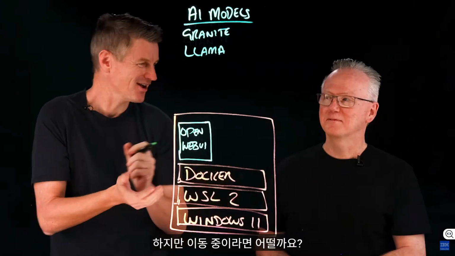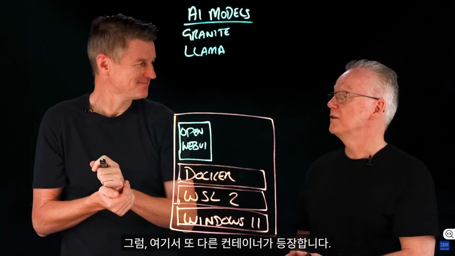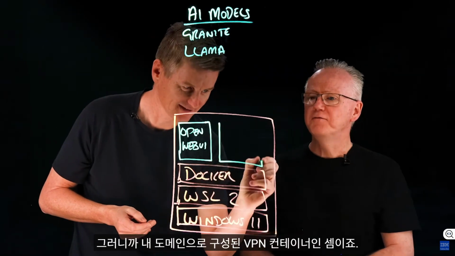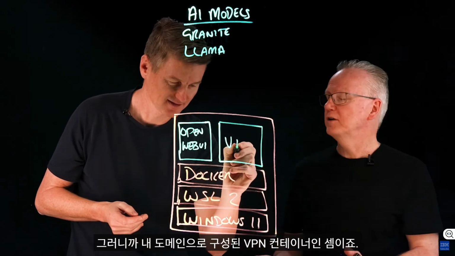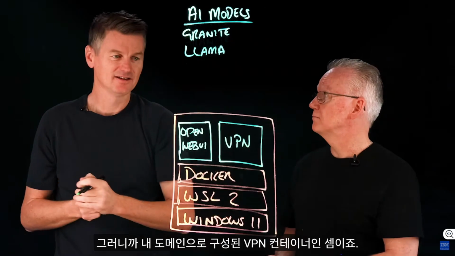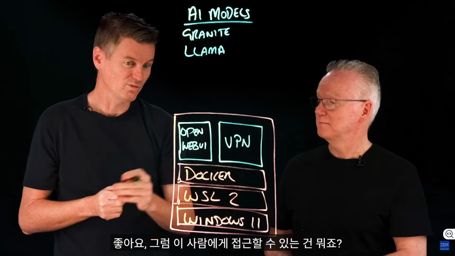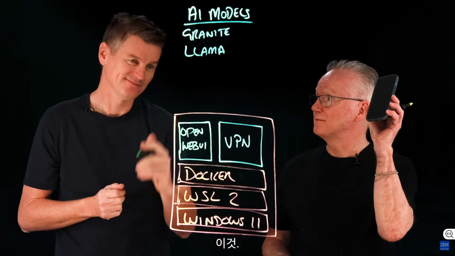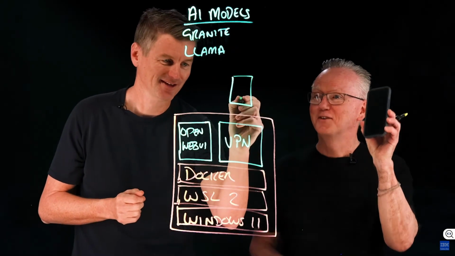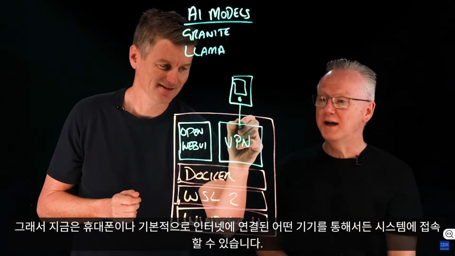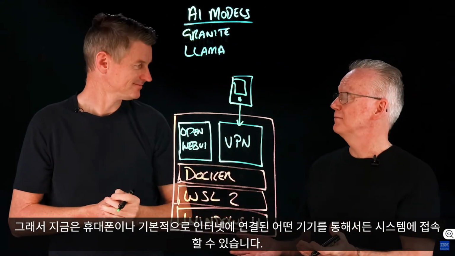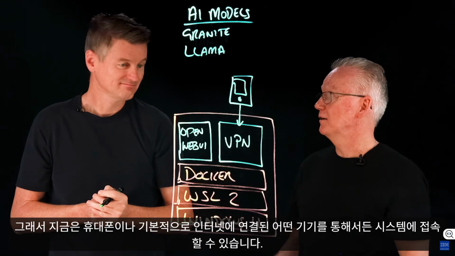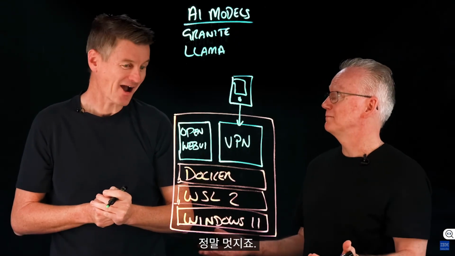what if you're on the go? Well, that's where another container comes in. Okay, what have you got here? So it's a VPN container configured with my own domain. All right. So what can access this? Your phone. Okay. So now I am able to access my system from my phone or basically any internet connection. It's awesome. How very cool.